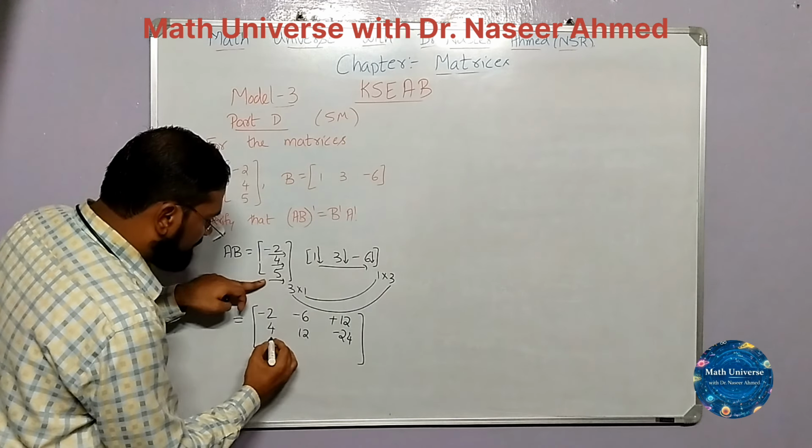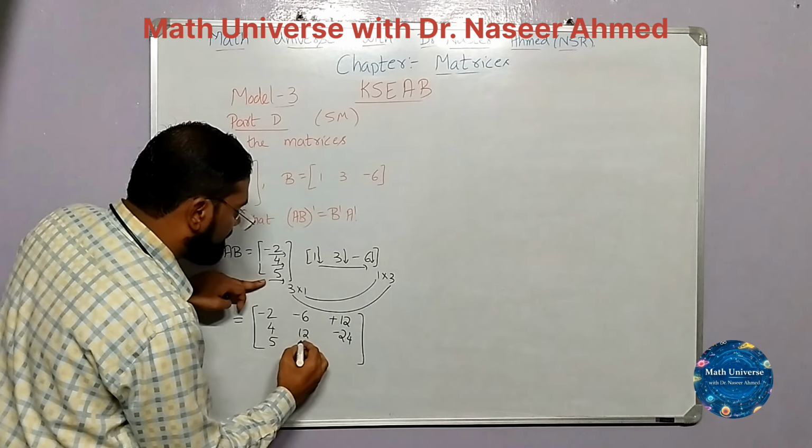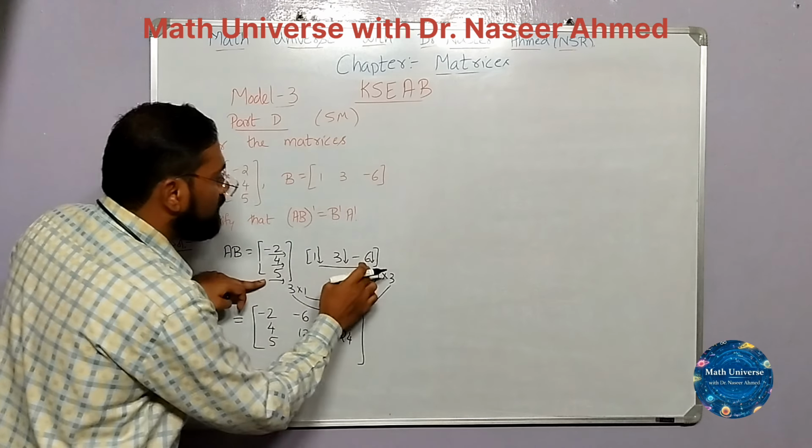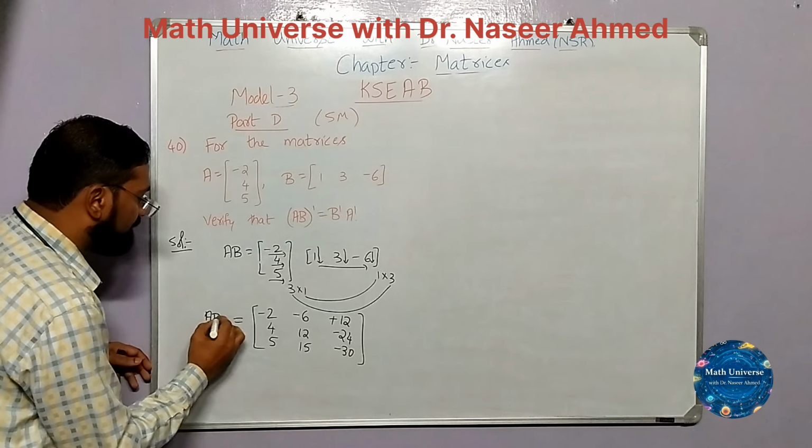5 into 1 is 5. Now moving on to the second column. 5 into 3 is 15. Then 5 into -6 is -30. This is A into B.